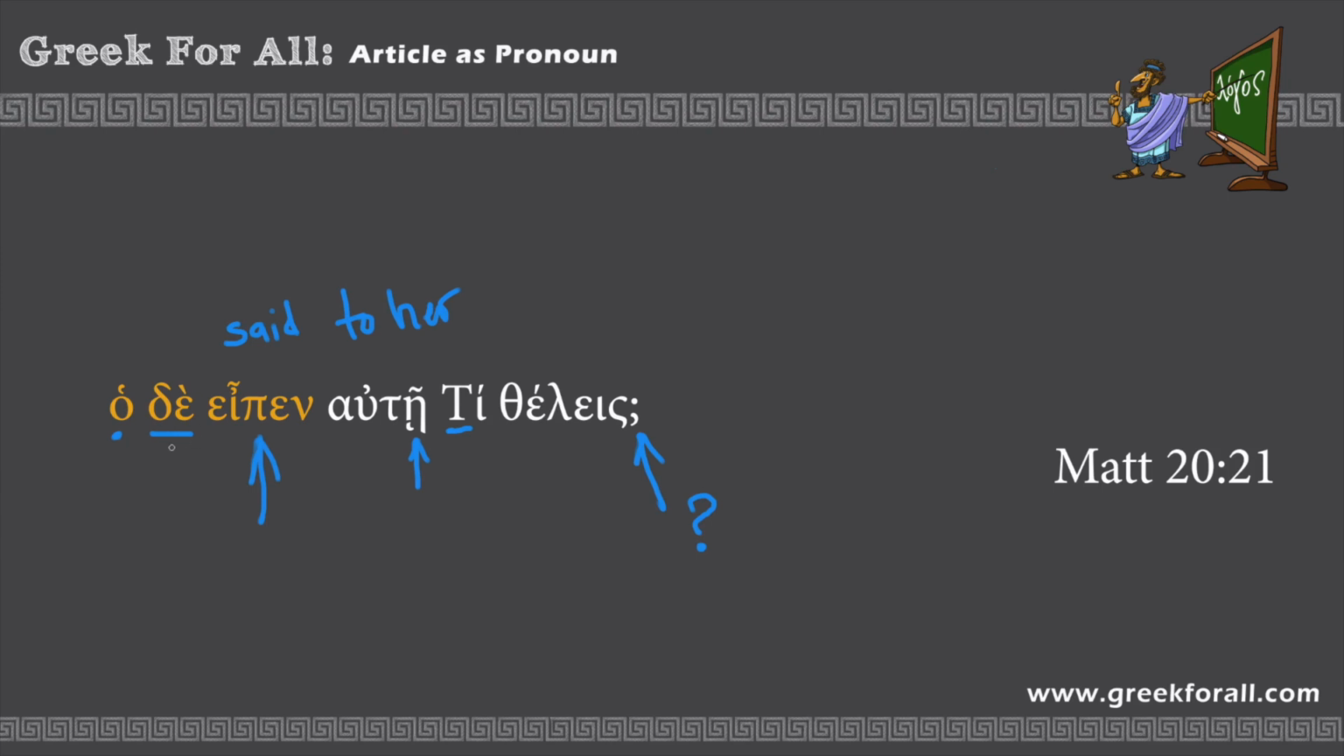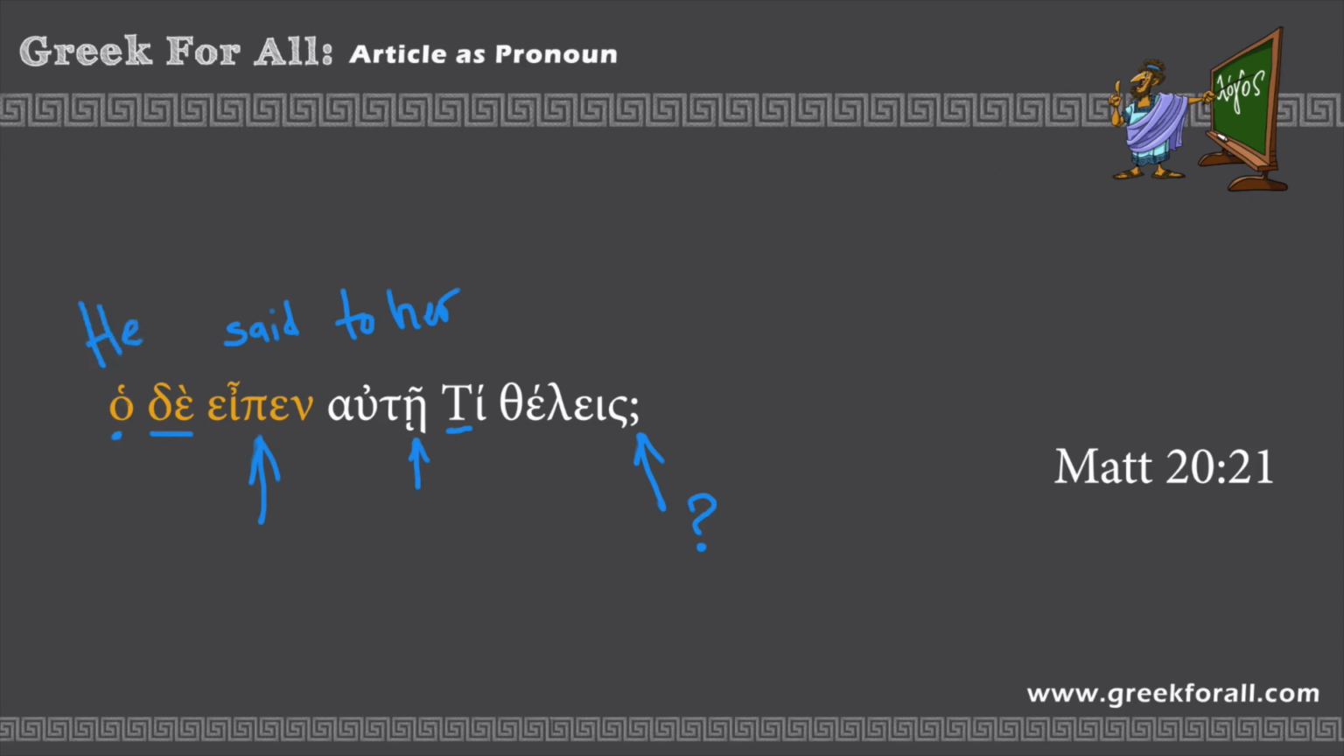So now let's work with our construction. And this is Jesus. It speaks about Jesus. So literally we can translate it, but the Jesus, this article represents Jesus. So we can translate this as but the Jesus said to her, what do you want? However, in English, it's just simpler and better to translate this as he.